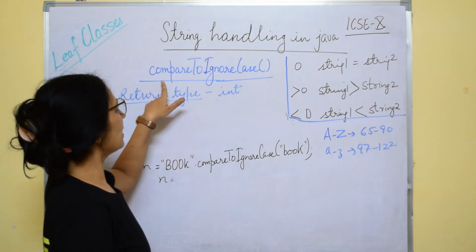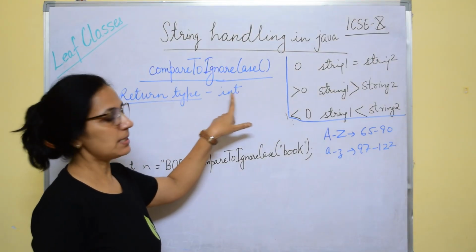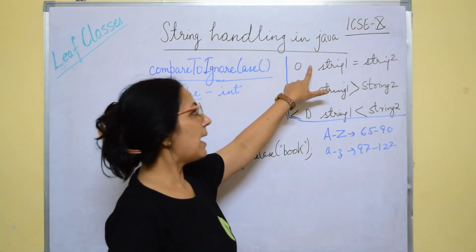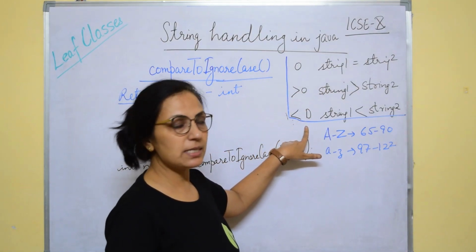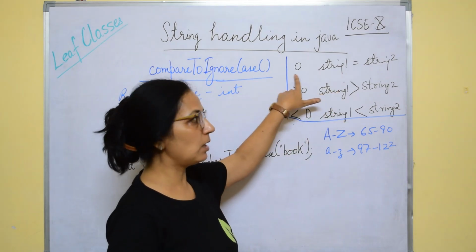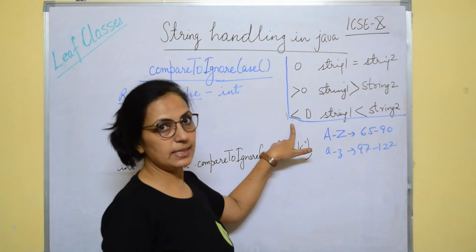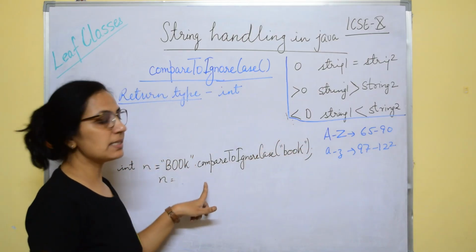The next function is compareToIgnoreCase. Here also the return type is int, and the answer will be generated on this basis: 0 if both are equal, greater than 0 if the first is bigger, less than 0 if the first is smaller. But the case is ignored.